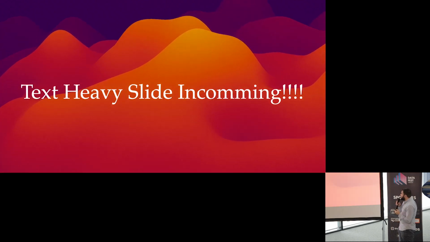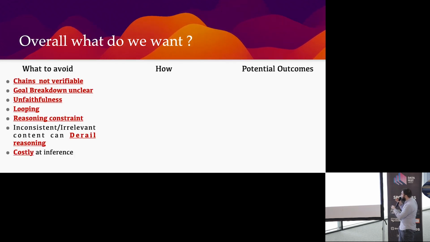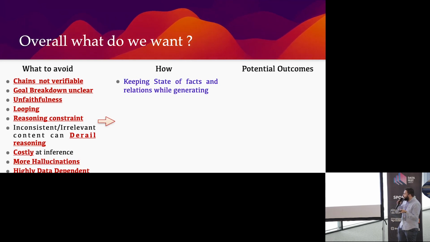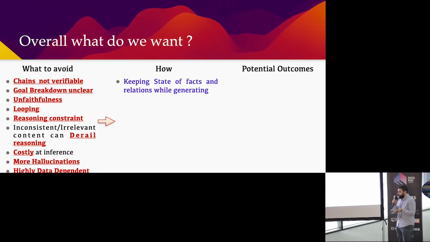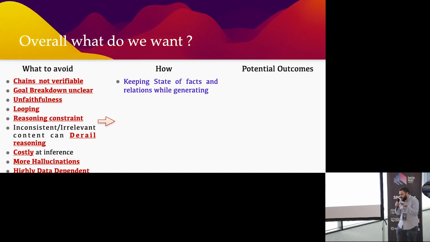So now the text-heavy slide is incoming. What do we want to avoid, how, and what are the potential outcomes? We want to avoid chains that are not verifiable and goal breakdowns that are unclear. We want to not be unfaithful. We don't want looping of reasoning. We don't want to be reasoning constrained. We don't want to derail reasoning. We want the inference to be plausible, not costly computationally or verifiably. We don't want hallucinations, and we don't want to be very data dependent. The reasoning way should be independent of the data. It should be rather generalistic.